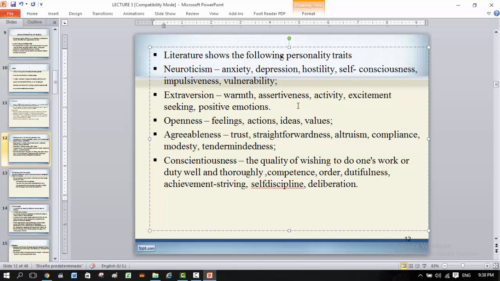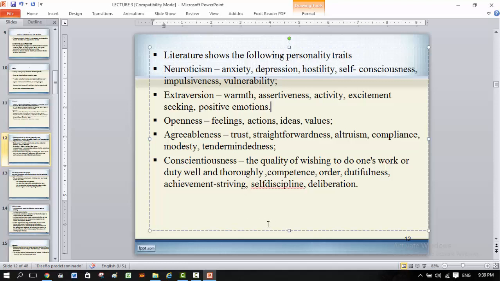Openness: feelings, actions, ideas. Some people are open. They have open feelings, actions, and ideas. Agreeableness. This is also a personality type, marked by trust, straightforwardness, compliance, modesty, and tender-mindedness.